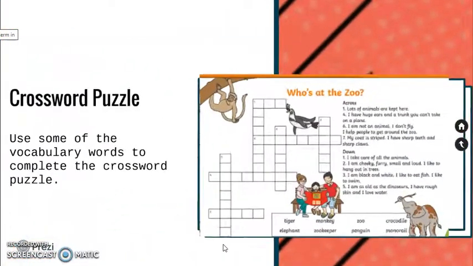The third activity is a crossword puzzle. The students would use their vocabulary words to complete the crossword puzzle. Now, let's do the first one. The first one across is lots of animals are kept here. Now, where are lots of animals kept? At a zoo. So the students can choose a word from the box also to help them so they know that number one across is zoo, Z-O-O.